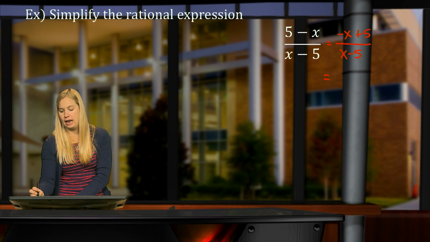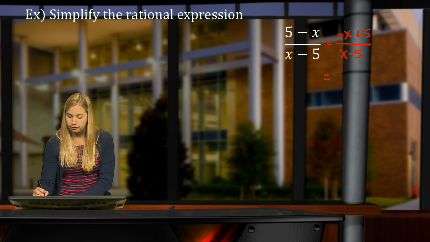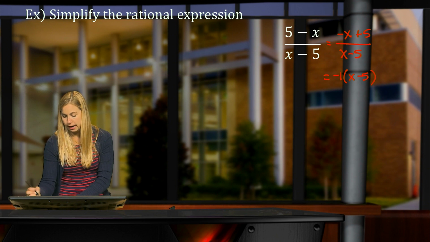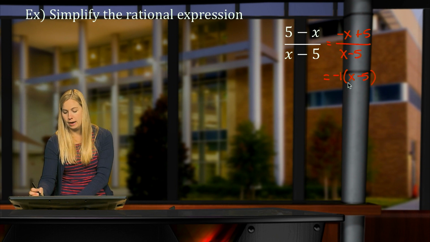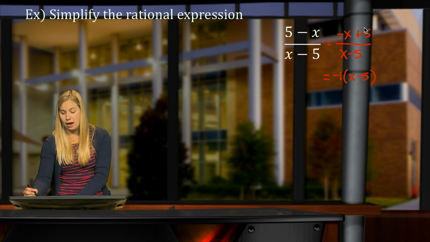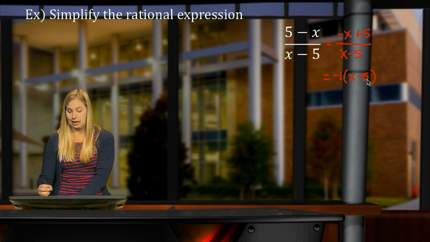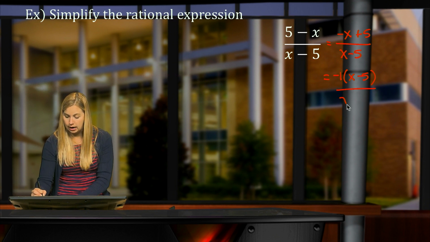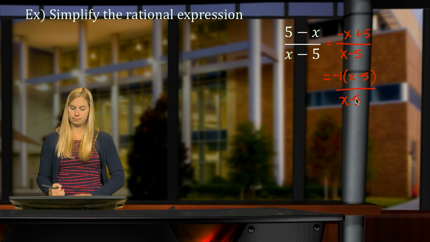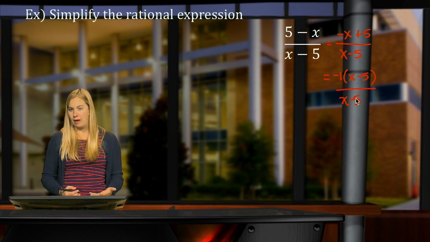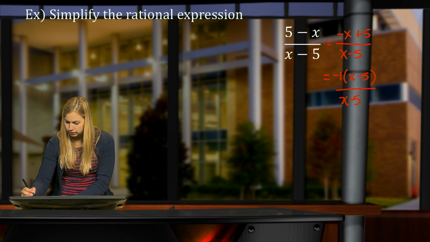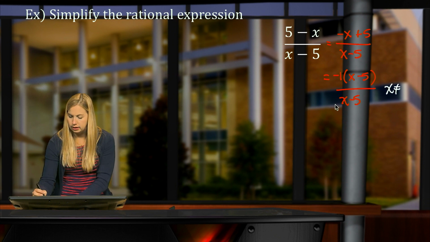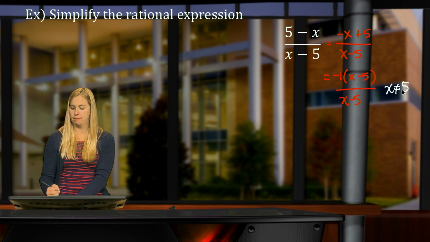So if I factor a negative 1 out of my numerator, we have negative 1 times x minus 5. Negative x divided by negative 1 is x. Positive 5 divided by negative 1 is negative 5. And this is divided by x minus 5. So again, we've completed our factoring. Let's state our restrictions. X cannot equal positive 5.